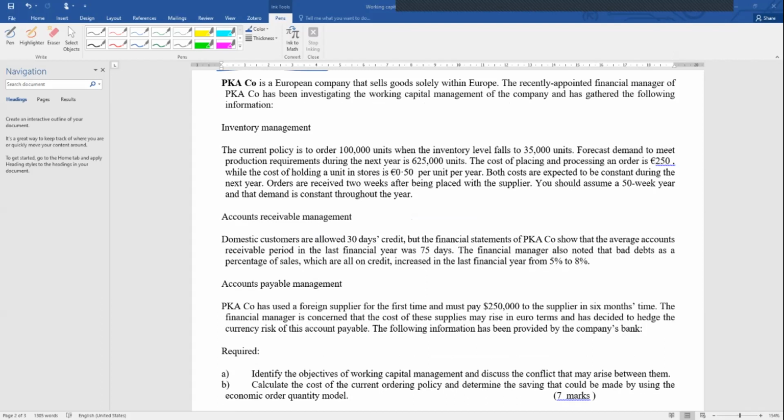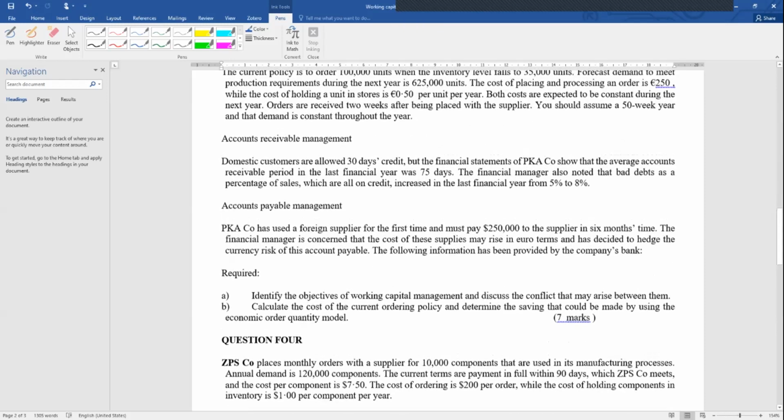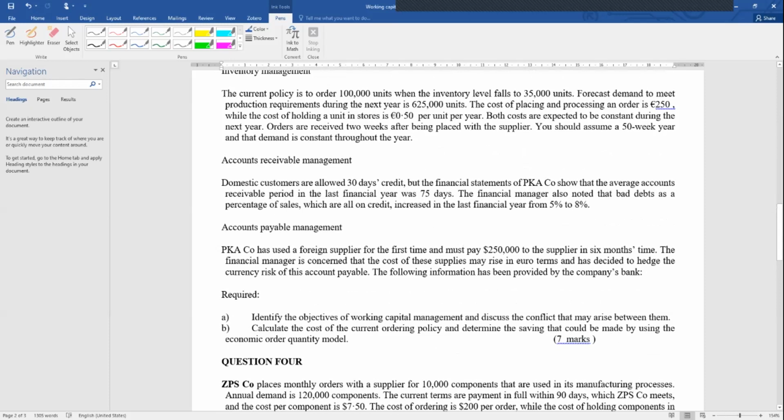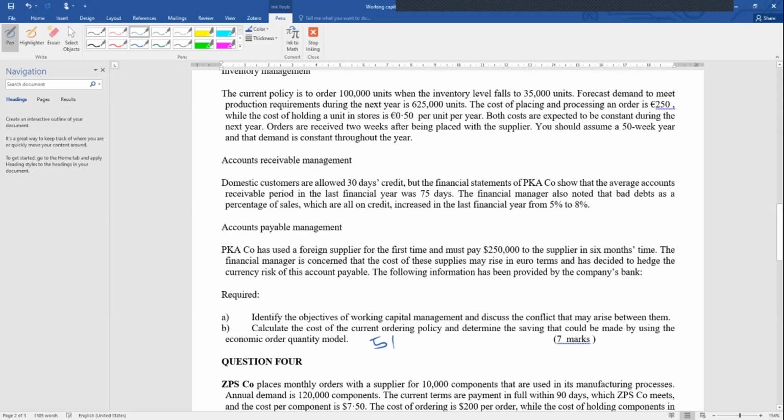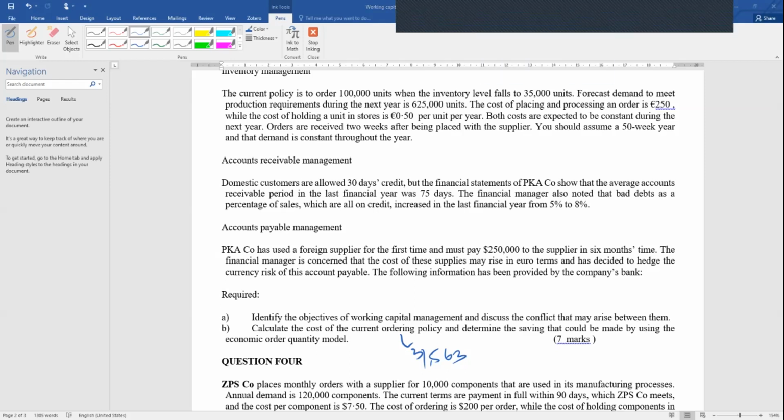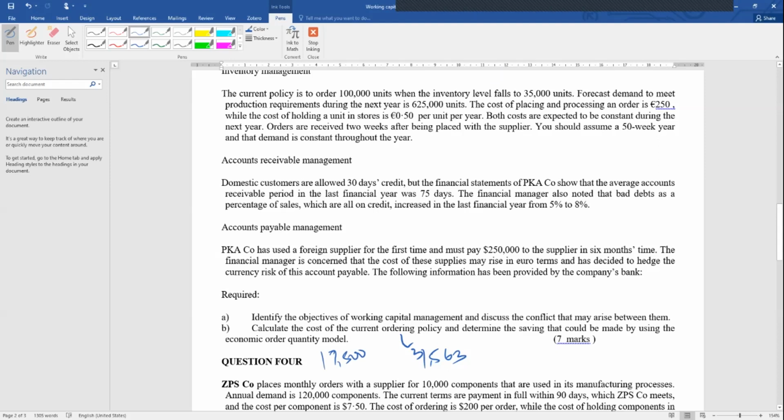And we suppose that you have gone through the question, you have attempted it. So let's see. What was the cost of the current policy and the saving? Cost of the current policy: 31,563. Saving, in case you use UQ. UQ is 17,500. Saving, therefore?